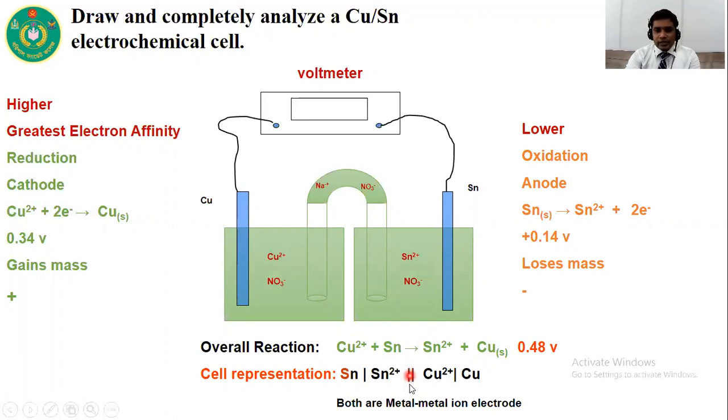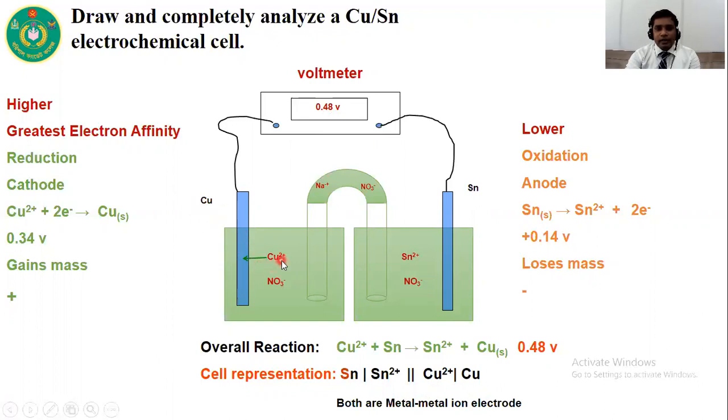This is the representation of the salt bridge, and on the left we write the anode and on the right we write the cathode. So the anode is Sn to Sn2+. So Sn to Sn2+ is the anode side and Cu2+ to Cu is the cathode side. So this is a metal ion electrode. This is also a metal ion electrode.